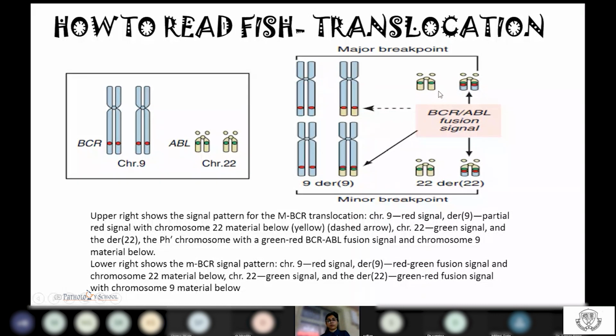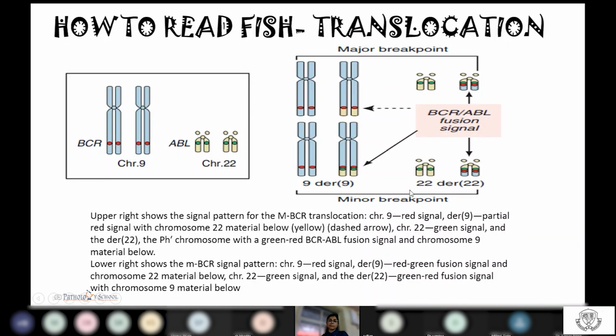So in major breakpoint, this is your chromosome 9, which is normal, so you will have one red, which is large. You'll have half red, which is small. You'll get one signal of small. And then you'll get one full green signal. And you will get one having green and red signal.